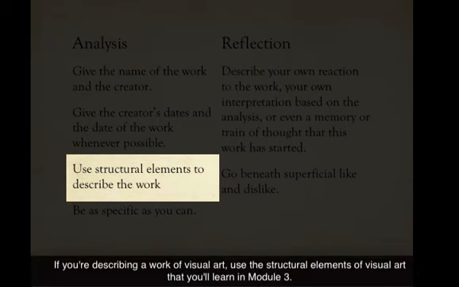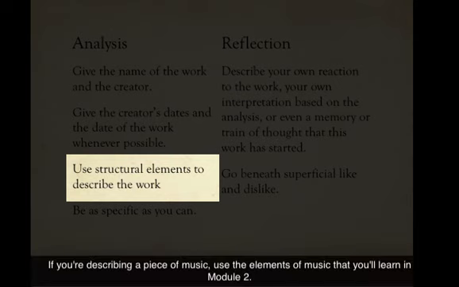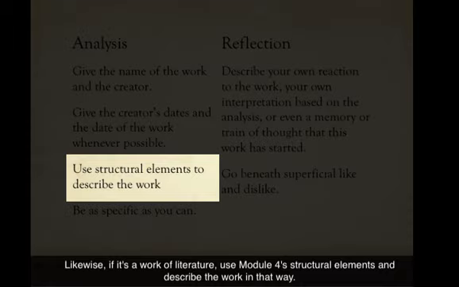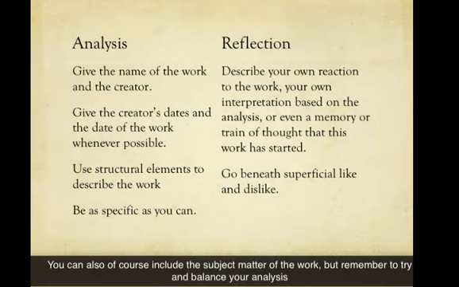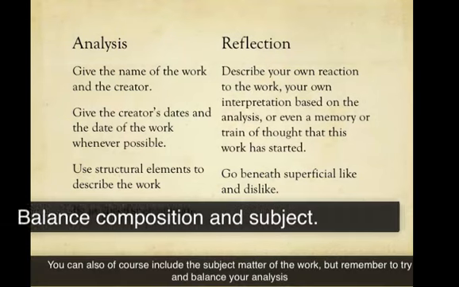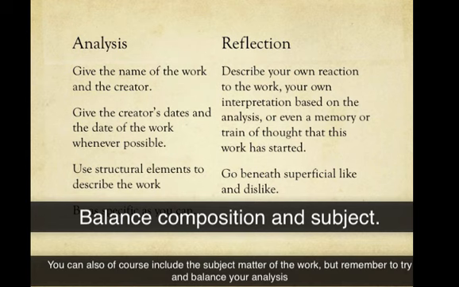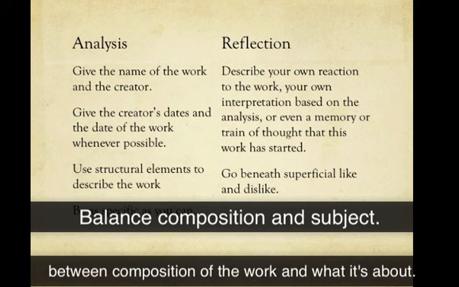If you're describing a work of visual art, use the structural elements of visual art that you'll learn in Module 3. If you're describing a piece of music, use the elements of music that you'll learn in Module 2. Likewise, if it's a work of literature, use Module 4's structural elements and describe the work in that way. You can also, of course, include the subject matter of the work, but remember to try and balance your analysis between composition of the work and what it's about.